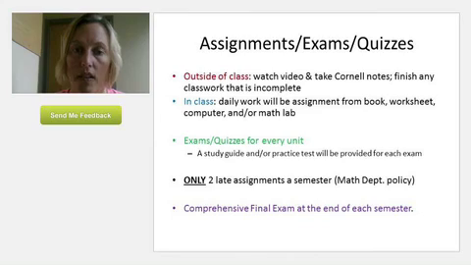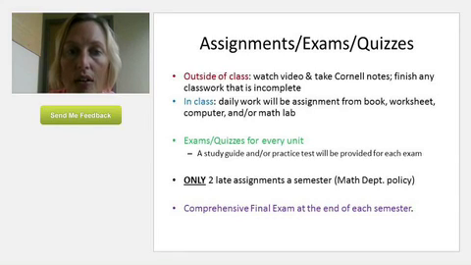Outside of class, like I said, we watch a video, take Cornell notes, and finish any classwork that you didn't get done in class. Then, in class, you bring those notes, and we will go over our assignments from the book, worksheets, computers, or math labs. You can use this time to ask the two teachers any questions.